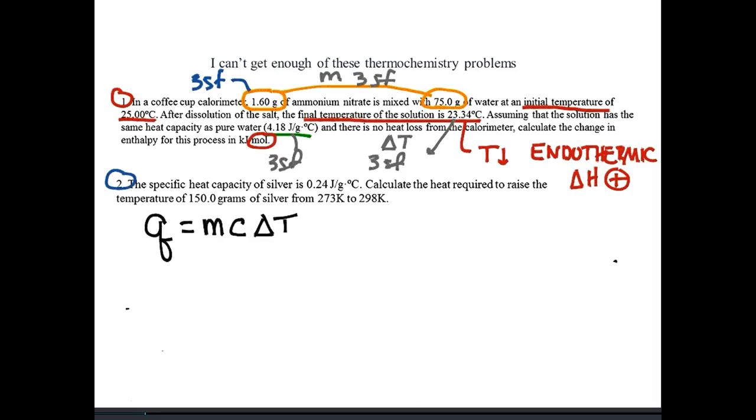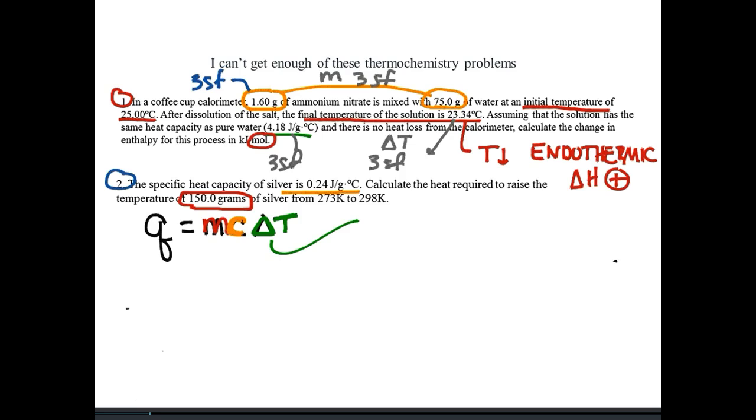Number 2, specific heat capacity of silver is 0.24 joules per gram degree Celsius. Calculate the heat, that's Q, required to raise the temperature of 150 grams of silver from 273 to 298 Kelvin. So here we're going to use the same equation, Q equals mc delta T. The mass is given in the problem, 150 grams. C is the specific heat, also given in the problem, 0.24 joules per gram degree Celsius.